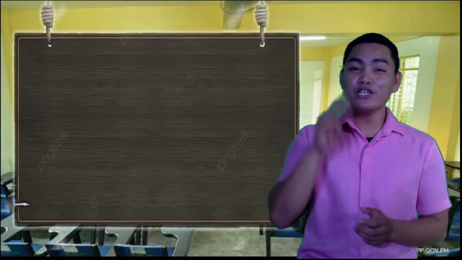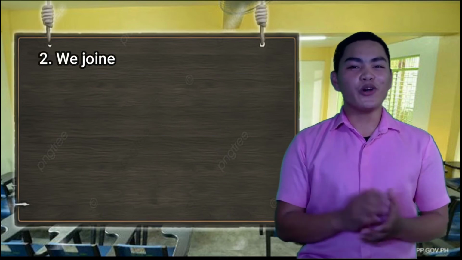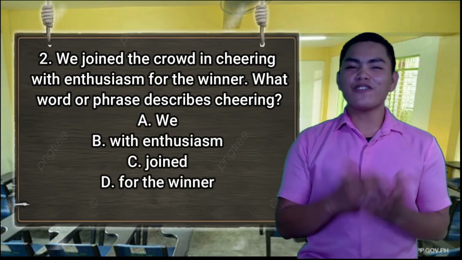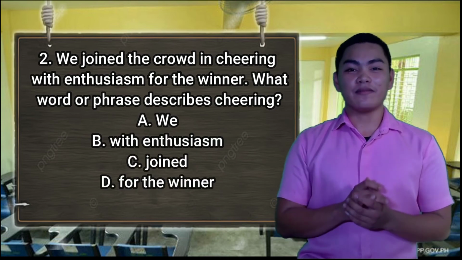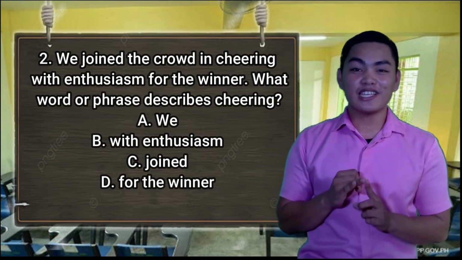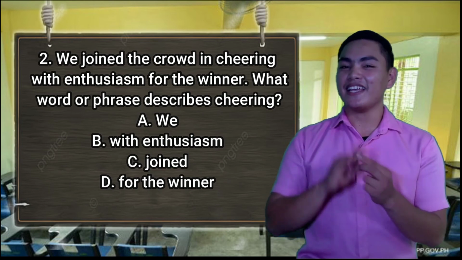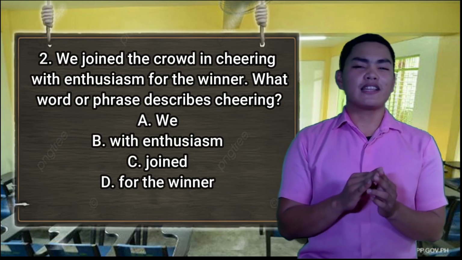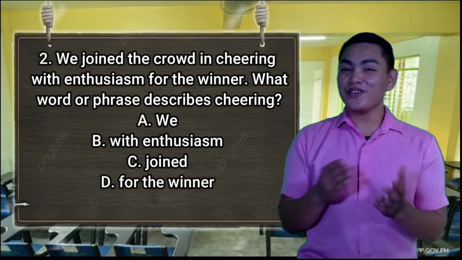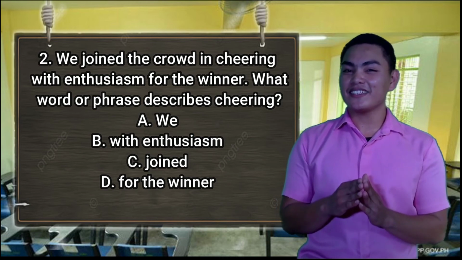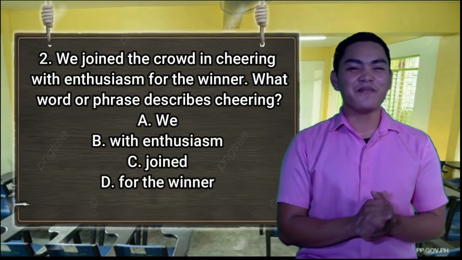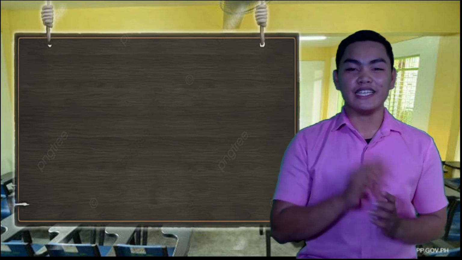Now let's have number 2. We joined the crowd in cheering with enthusiasm for the winner. What word or phrase describes cheering? Letter A, we. Letter B, with enthusiasm. Letter C, joined. Letter D, for the winner. Very good, letter B, with enthusiasm. Now let's have number 3.